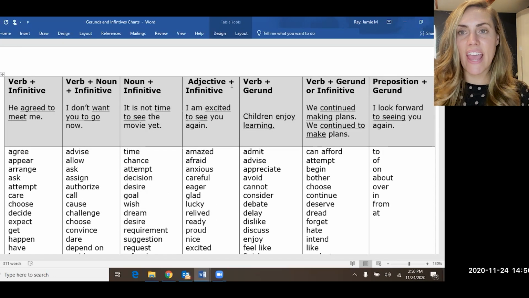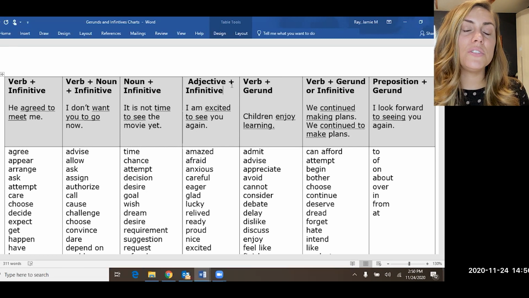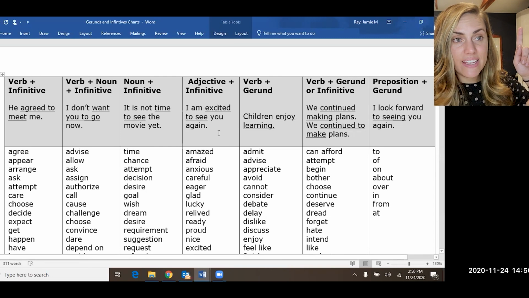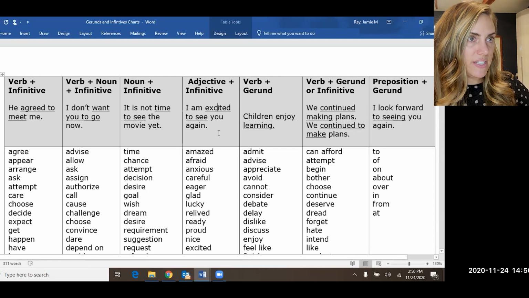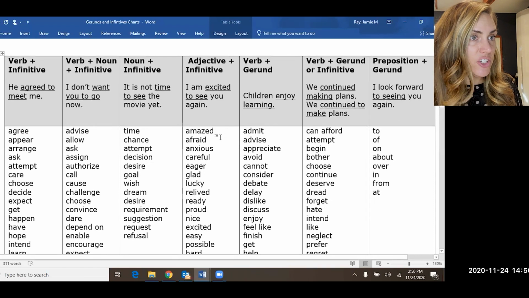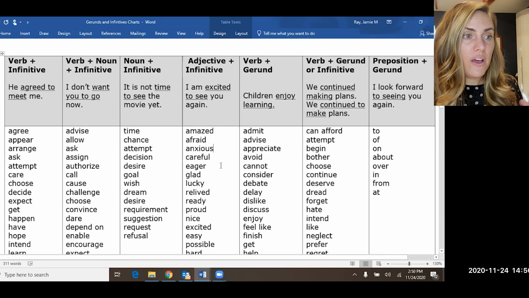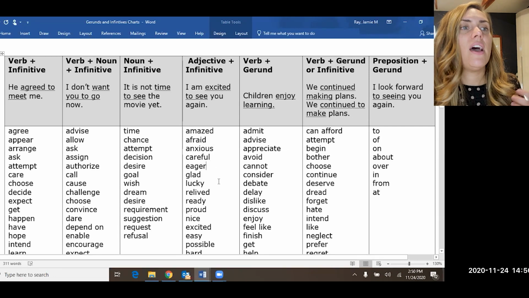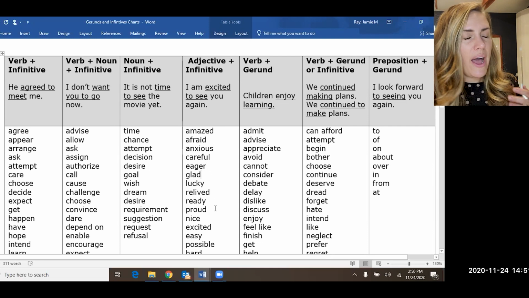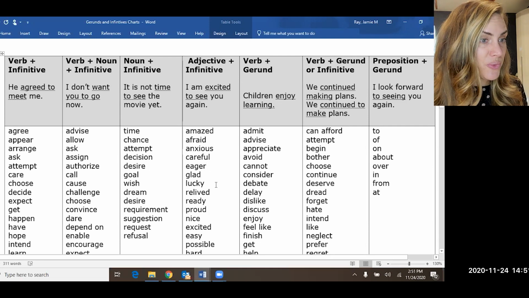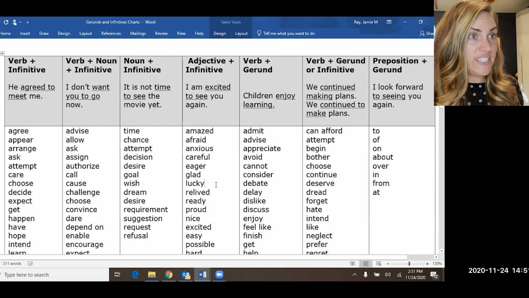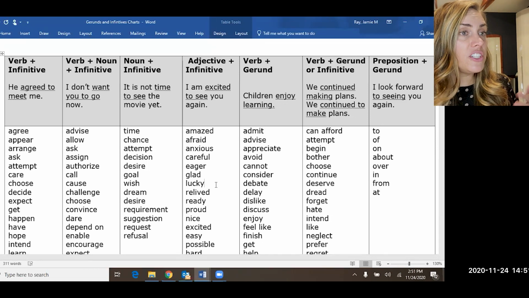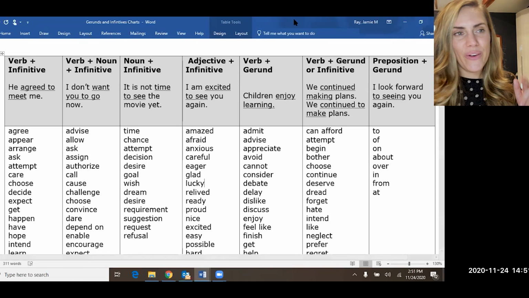Okay, the next list is adjectives plus infinitives. So you can use an infinitive after an adjective, okay? I'm excited, that's the adjective, to see you, that's the infinitive. I'm amazed to see your work. I'm afraid to go. I'm anxious to call. I'm always careful to check my errors. I'm eager to go back to school. I'm glad to meet you. I'm lucky to know this information. So these are just adjectives that we often use with an infinitive after them.